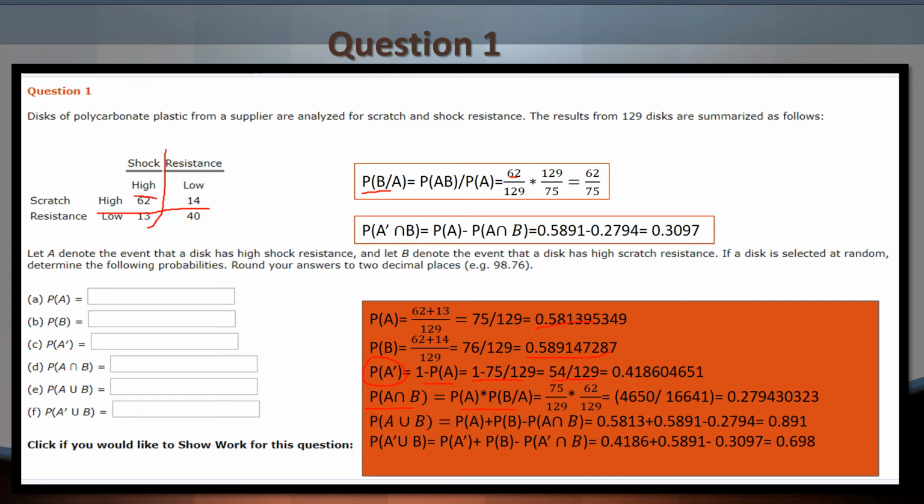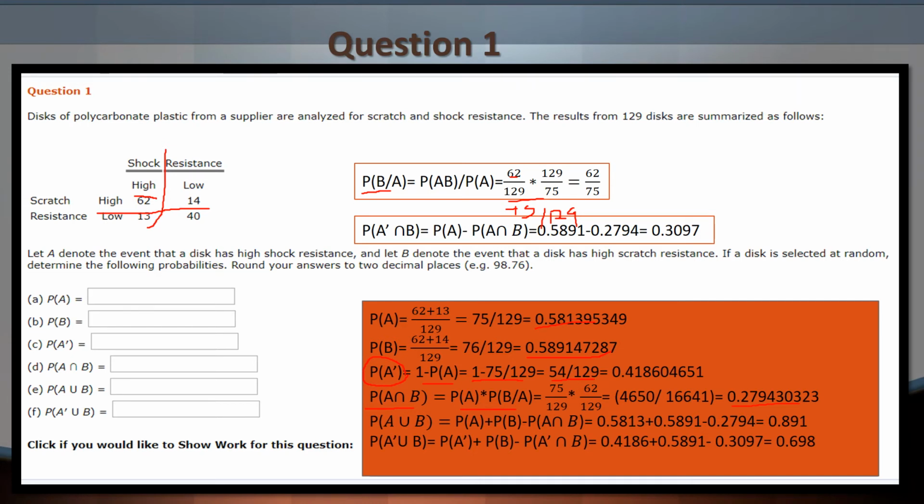divided by P of A, which is 75 divided by 129. If you divide it, this will become our answer, 62 divided by 75. Now once we know P of B given A, we can find P of A intersection B, and this is our answer for P of A intersection B.